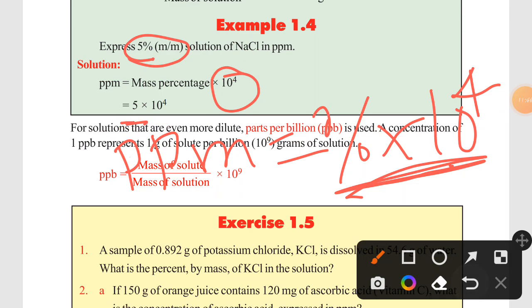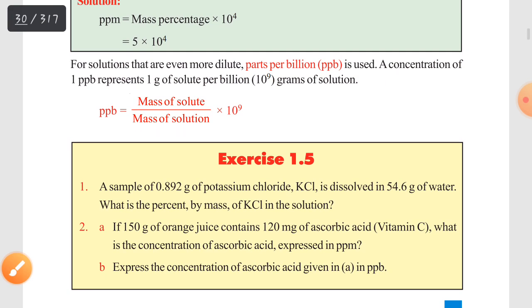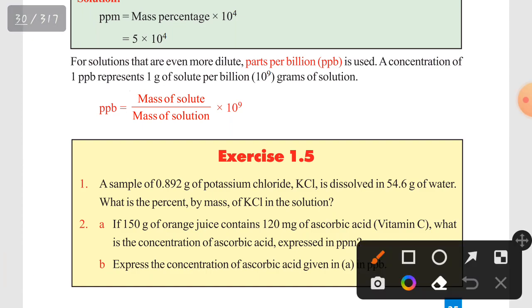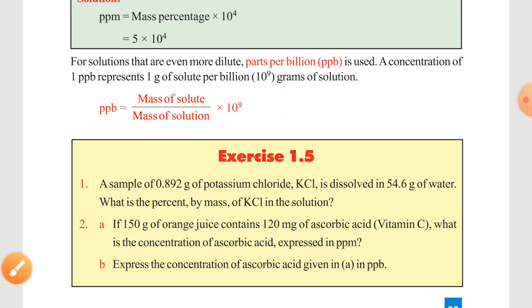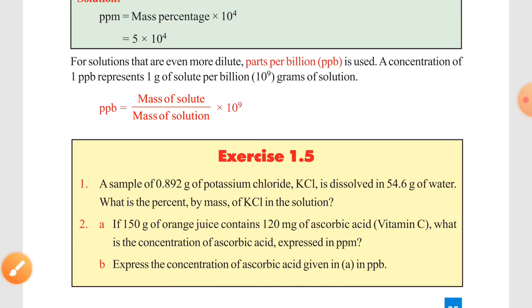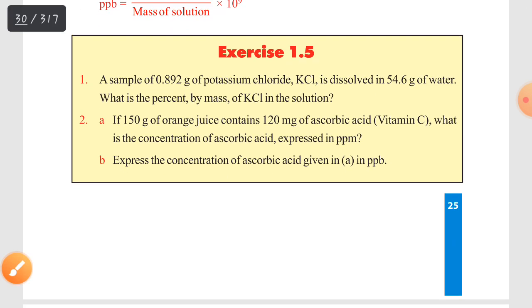This is all. Okay. For solutions that are even more dilute, kan baay'ee xiqqoo ta'e, maal goona parts per billion itti fayyadamna. Parts per billion immoo mass of solute over mass of solution times 10 raised to 9 dha jechuudha. Don't forget, waa sadii ilaalle: amma percent by mass ilaalle, parts per million ilaalle, parts per billion ilaalle jechuudha. Okay, let's see this example.